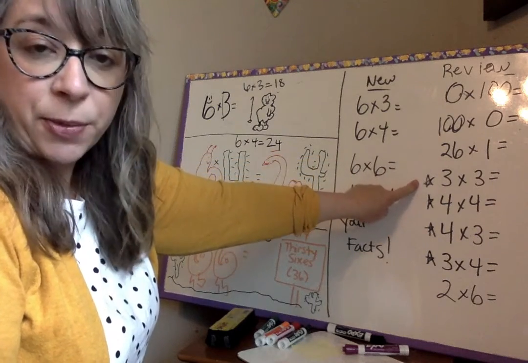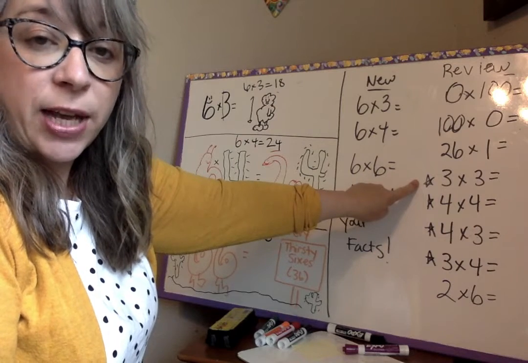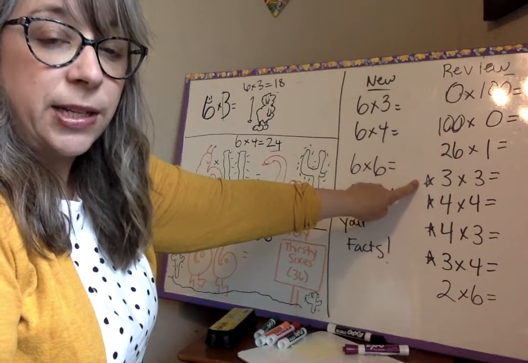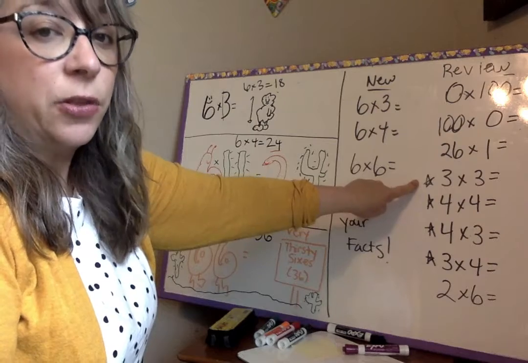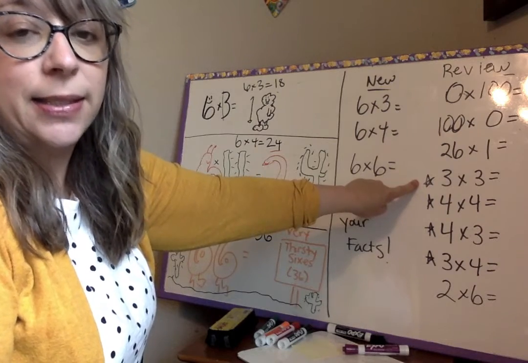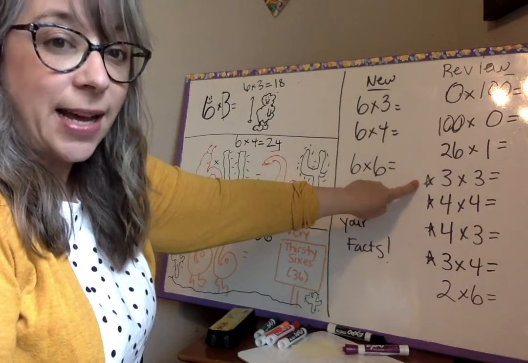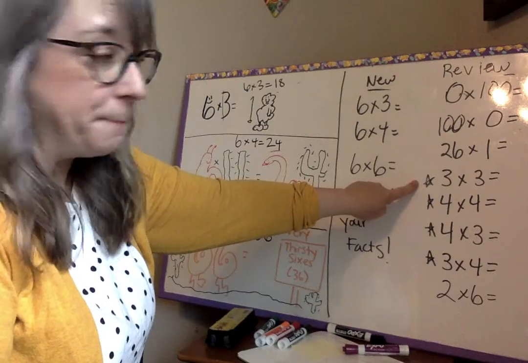Our 3 times 3, remember the 3 blind mice. They each had 3 tails. So 3 times 3 is 9. 3 blind mice. The blind sounds like 9. So 3 times 3 is 9.